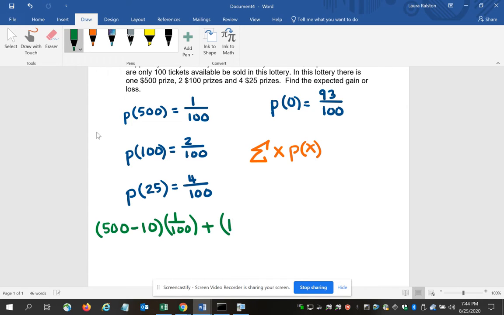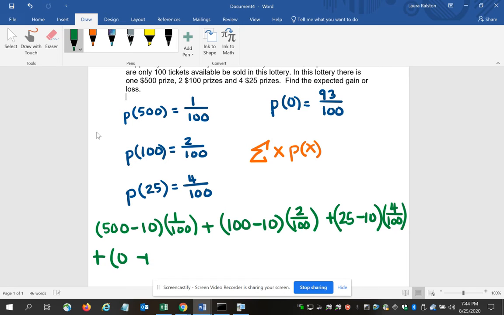Then for $100, if you win $100, again, you still have to consider the fact that you paid out 10. So you're really only going to make a profit of 90, and there's 2 in 100 ways to do that. Plus the 25, winning the 25, again, you paid out 10 to buy the ticket. You have a 4 in 100 chance. Then 0 minus 10, you basically have lost $10, and there's a 93 out of 100 chance that that is what's going to occur.